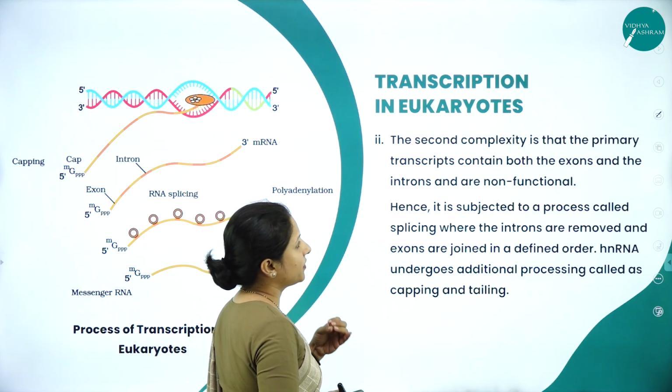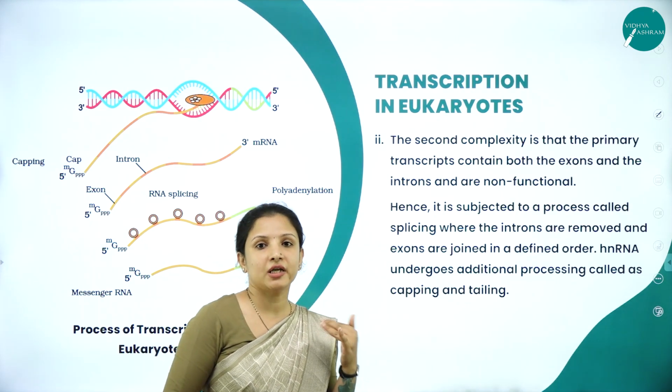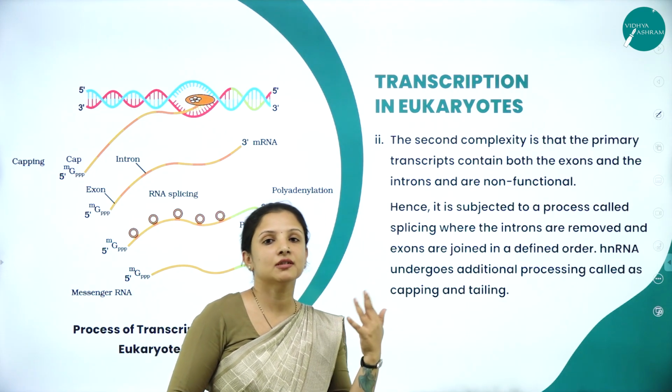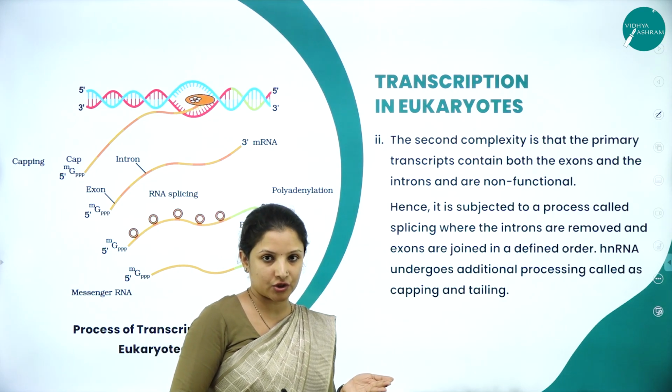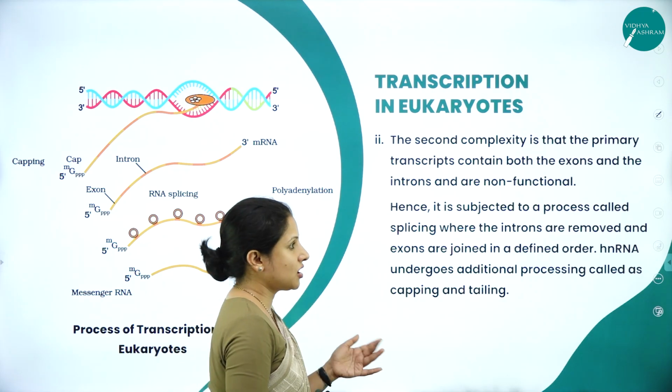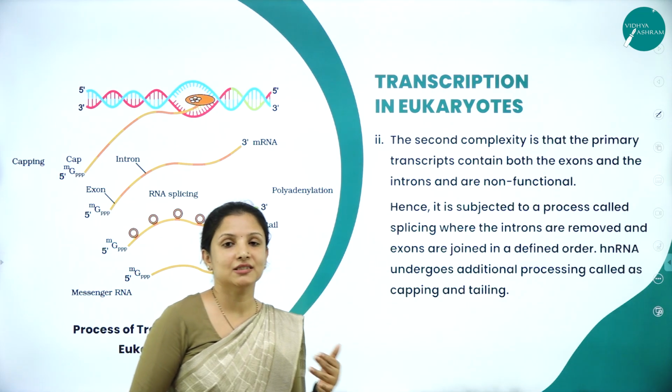And next it is complex because both exons and introns are there. If both exons and introns are there on the mRNA strand, it will be non-functional. It will not be capable of synthesizing proteins.